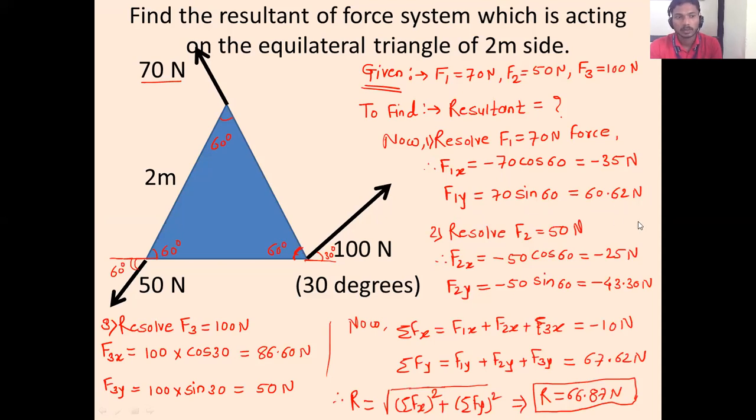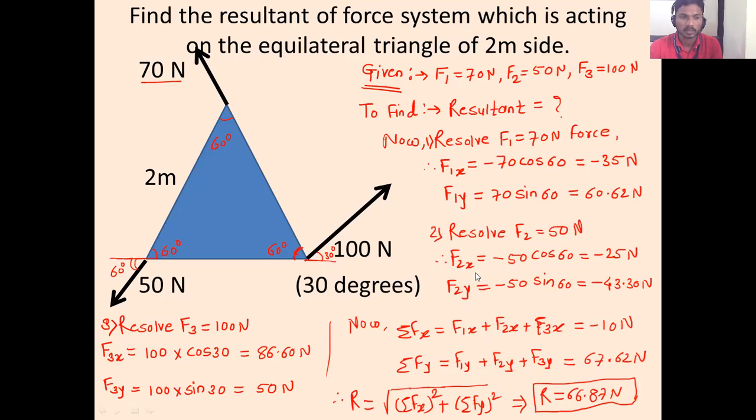Then we have considered the 50 Newton force. What is the angle made by the 50 Newton force with the horizontal or vertical axis? 60 degree, with the X-axis. In which quadrant does this force lie? Third quadrant. What are the signs of X component and Y component in the third quadrant? Both are negative. Very good.